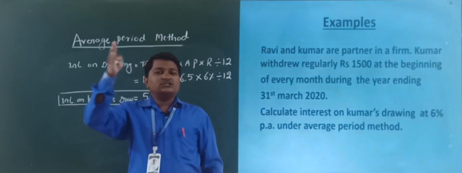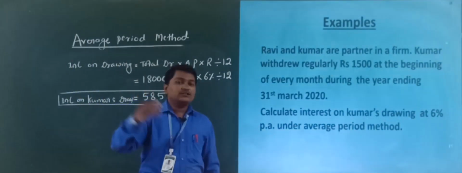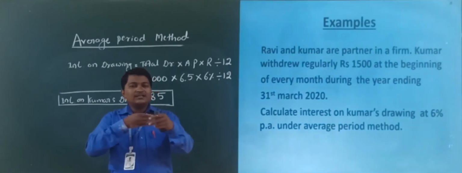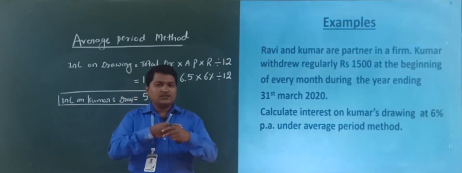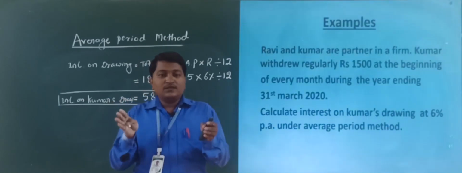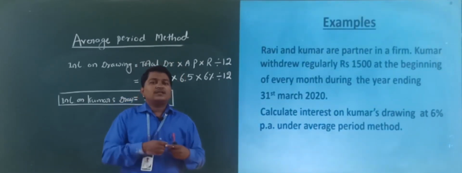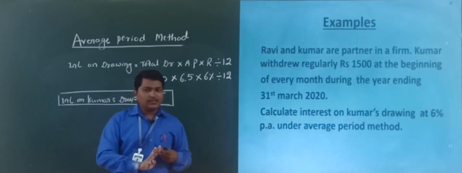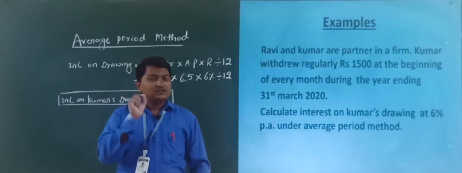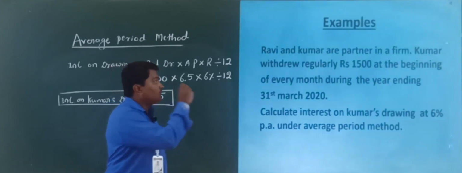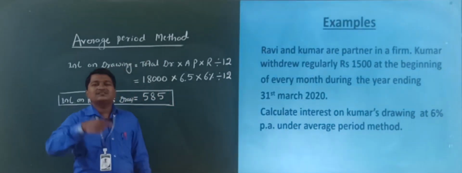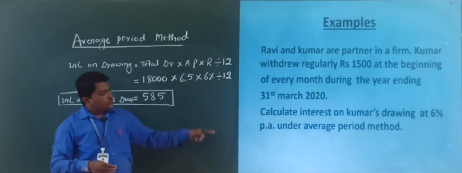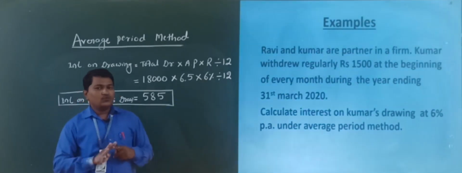Once he withdrew on 1/6/2019, later on 30/9/2019, like this. There is no same time interval, no same time gap. If the same time gap is there and he withdrew the amount, then only this method is applicable. Understood now? This method is applicable if he withdrew regularly with the same interval of time gap. So this method is applicable there only.